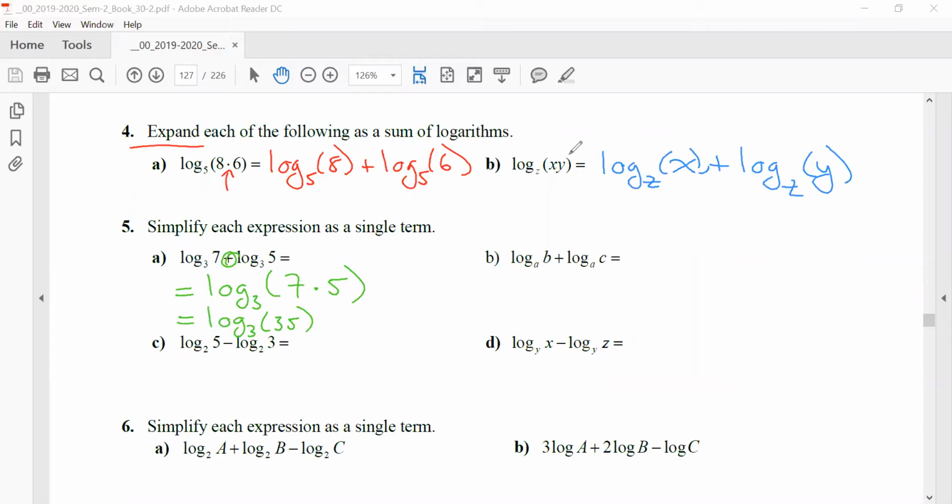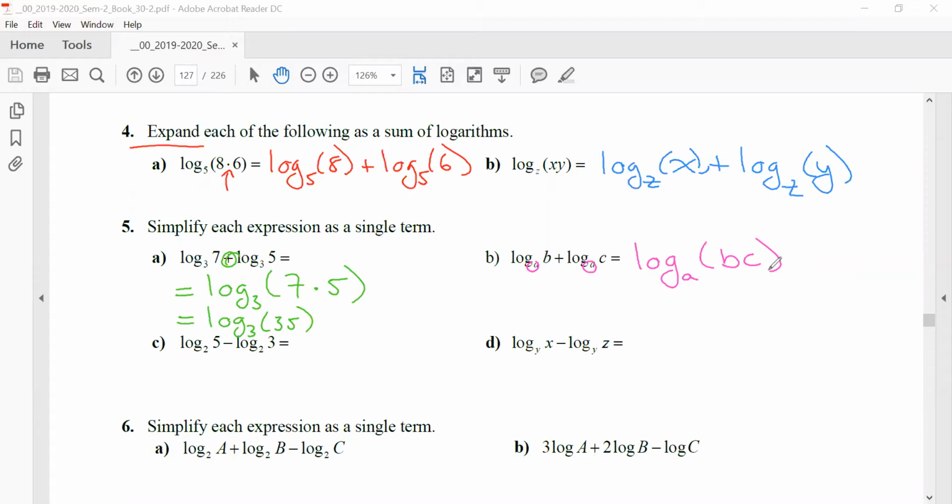Okay, looking at B here, I notice the bases are the same. I'm never going to mess with you. In 30-2, the bases will always be the same. And I'm going to multiply the arguments together. B times C. Done.